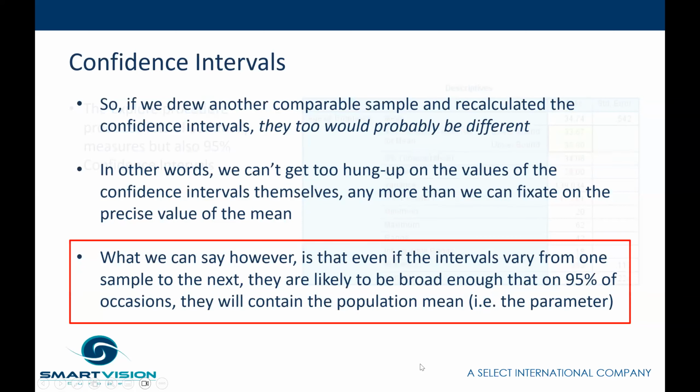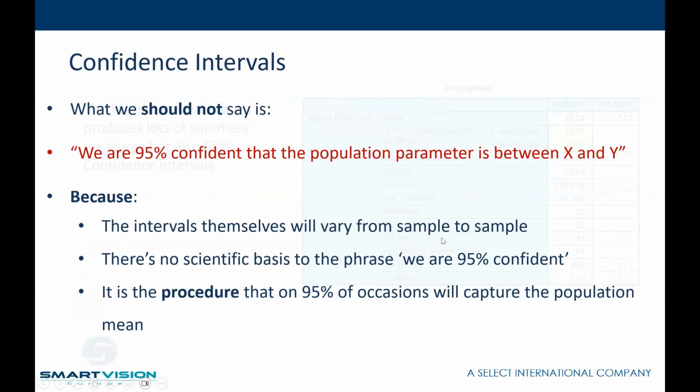What we can say, however, is that even if the intervals vary from one sample to the next, they're likely to be broad enough that on 95% of occasions, they will contain the population mean, i.e. the parameter. And we have to be really careful here with our language. So that's why I've put that in red. They're likely to be broad enough that on 95% of occasions, they will contain the population mean, i.e. the parameter.